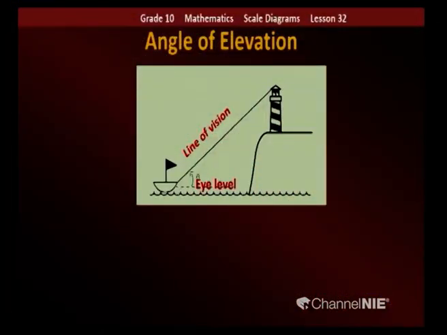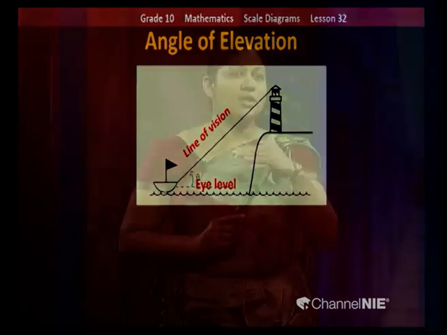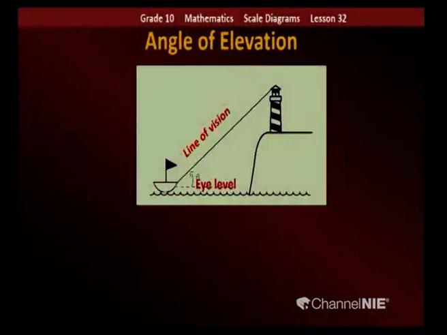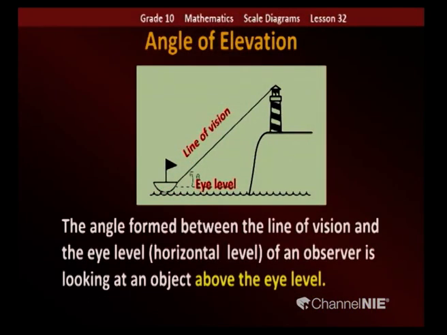The angle of elevation, what is that? Just imagine that you are in the boat. You have to observe the top point of the lighthouse. See, the eye level is horizontal. You have to observe upwards. The line of vision is above the eye level. In such a case, we say the angle between the eye level and the line of vision is the angle of elevation. What is that? The angle of elevation.